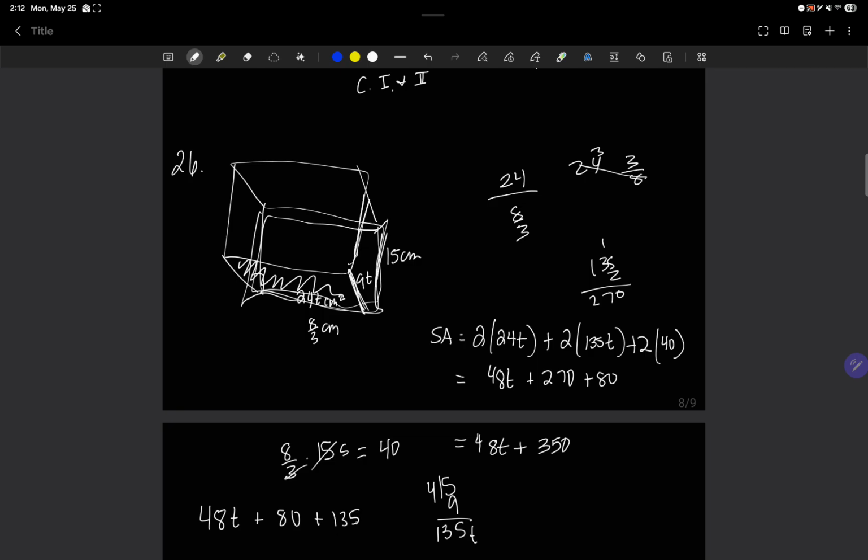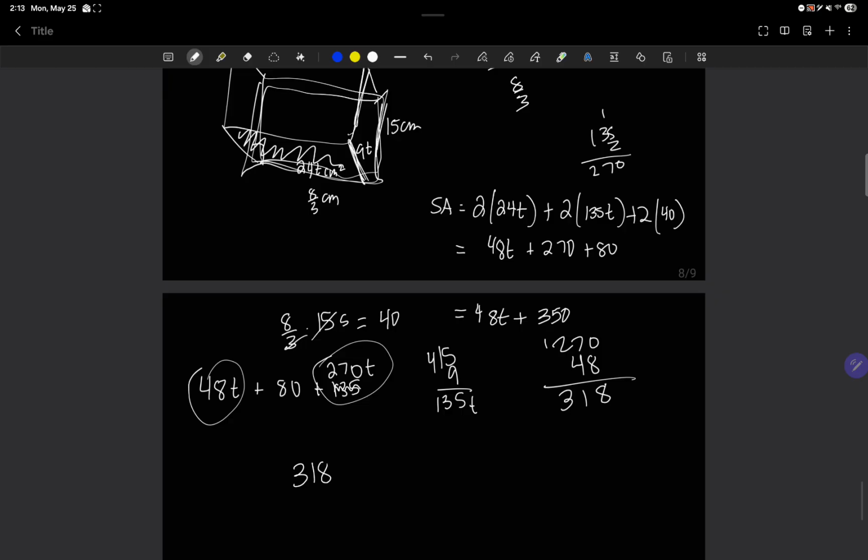Which is what we have, but I didn't double that. So 270t. That's where we went wrong. 48 and 270, 318. I was relying on the answer choice. So 318 plus 80. Okay, so it's answer choice B. I just didn't carry over my t. So we were right.